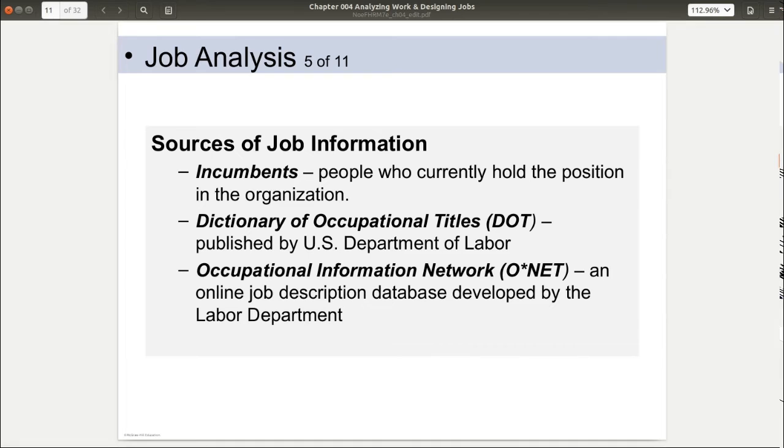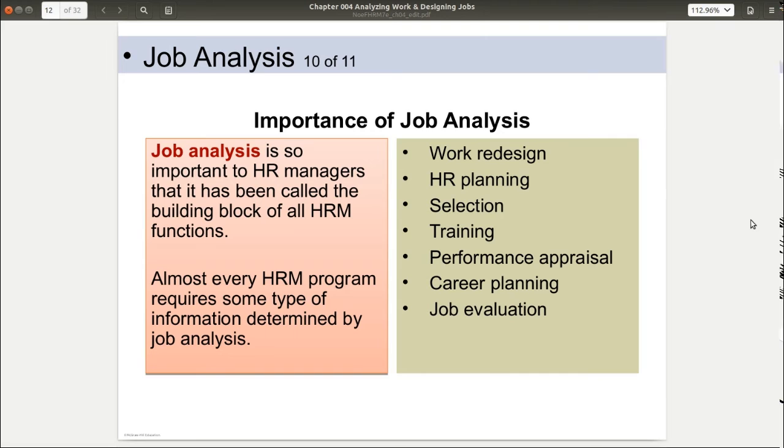Where you get that information typically, normally, is coming from the people who are actually in those jobs and the current managers. There are some other outside things that you can use. In other words, the Dictionary of Occupational Titles and then the Occupational Information Network. Most people will utilize the folks who are within the organization. Who is it that's actually doing the job, and what is it that those managers are requiring?